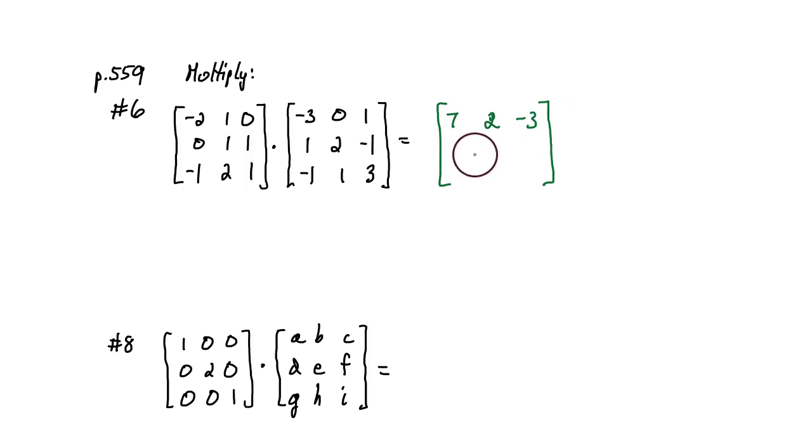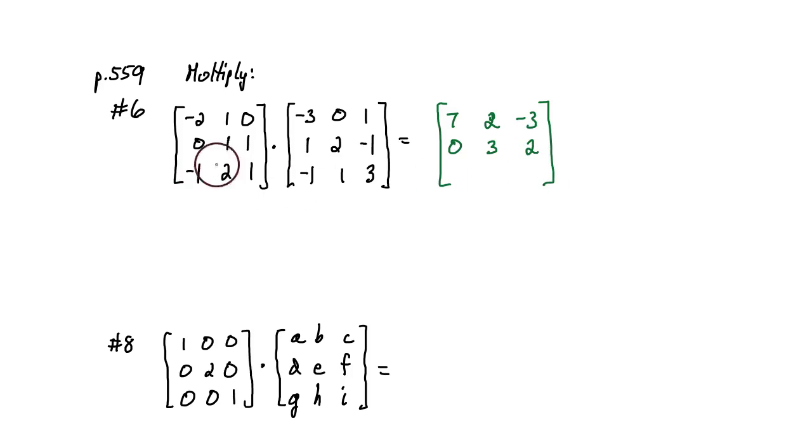Now we're ready to do the middle row. So we're going to use the middle row and then each of the columns. So 0 times negative 3 is 0, plus 1 times 1, so we're at 1, plus 1 times negative 1, and that turns out to be 0. 0 times 0 is 0, plus 1 times 2 is 2, plus 1 times 1, so this makes 3. 0 times 1 is 0, plus 1 times negative 1 is negative 1, plus 1 times 3, which is 3. So negative 1 plus 3 makes 2.